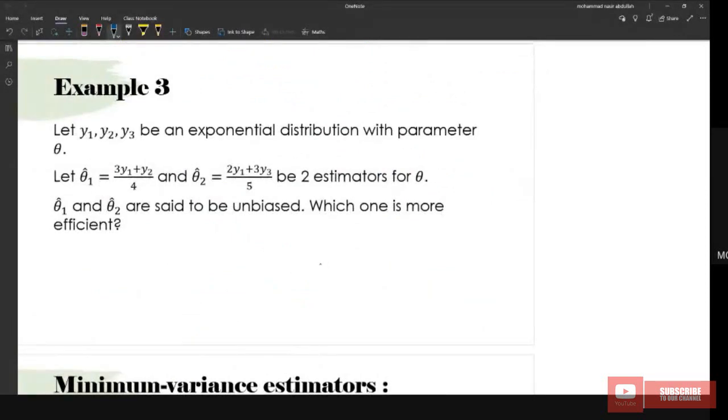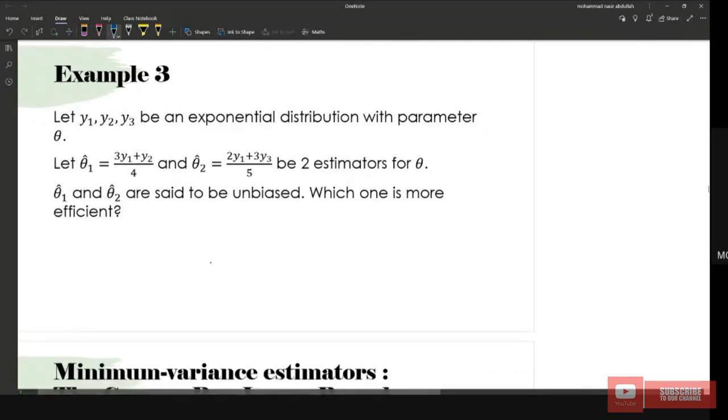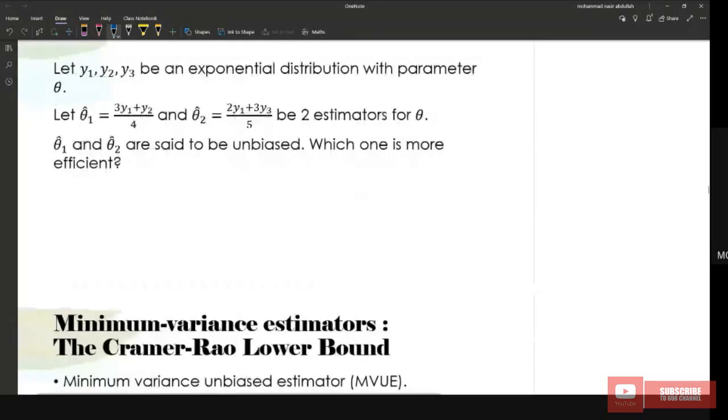So this is example number three, right? Before I proceed with example number three, can you copy example number three and try by yourself and tell me which one is the efficient estimator, whether theta 1 hat or theta 2 hat? Can you do that? Please comment.